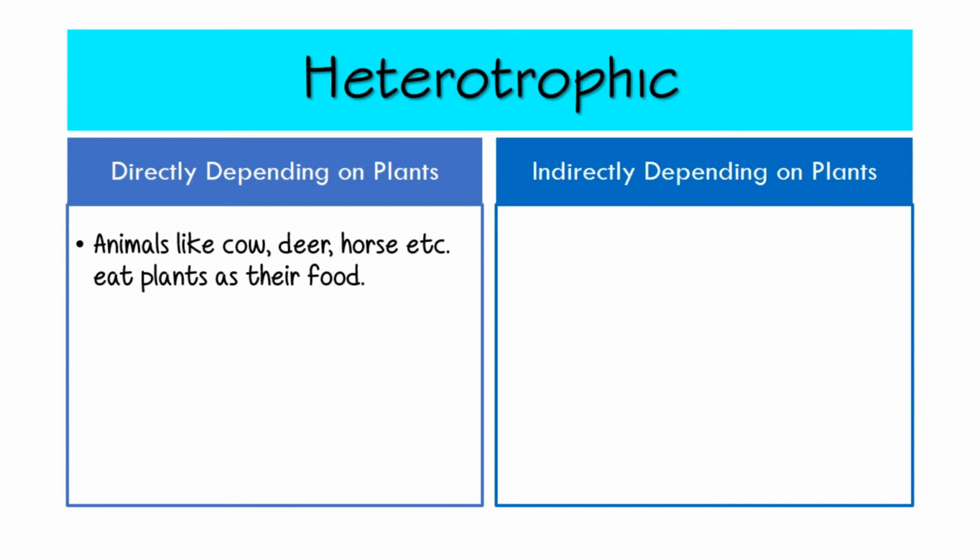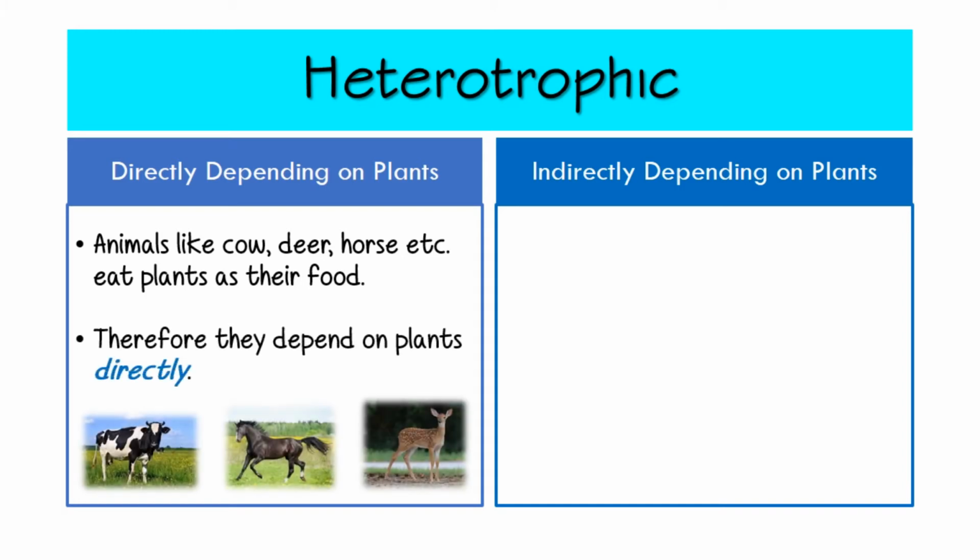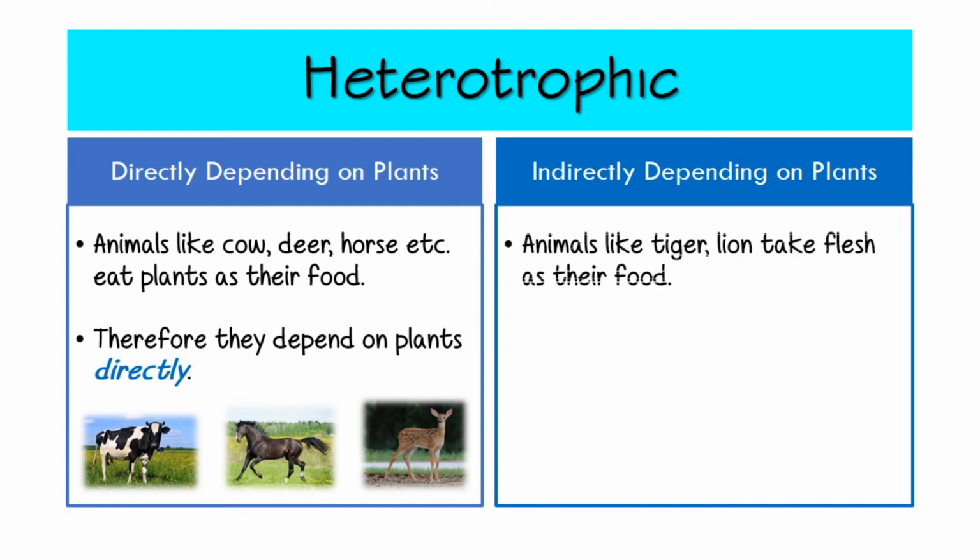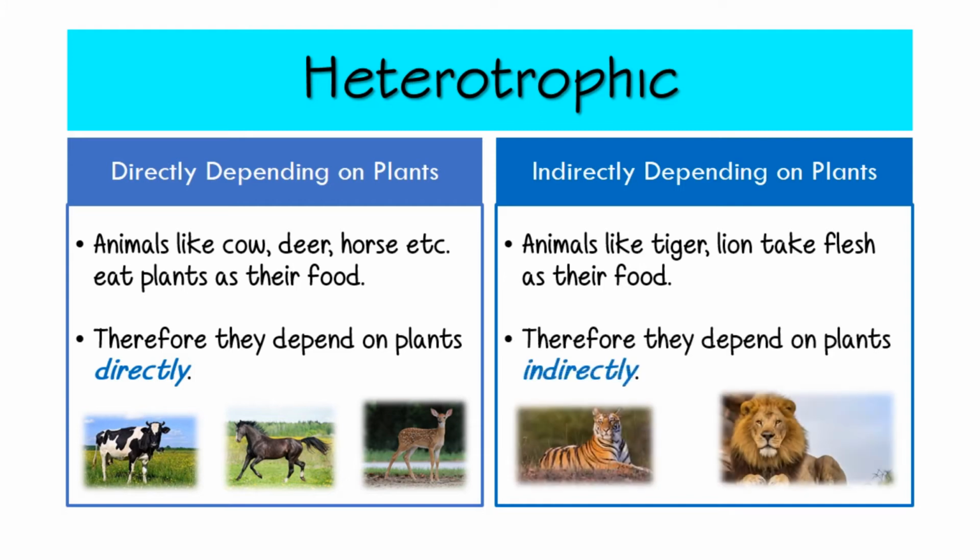Animals like cow, deer, horse, etc. eat plants as their food. Therefore, they depend on plants directly. Animals like tiger, lion take flesh as their food. Therefore, they depend on plants indirectly. We say that they are indirectly depending on plants because they eat animals who eat plants directly.